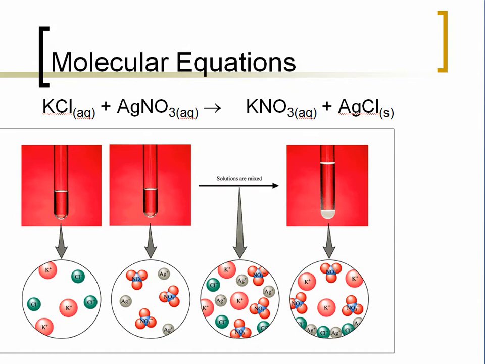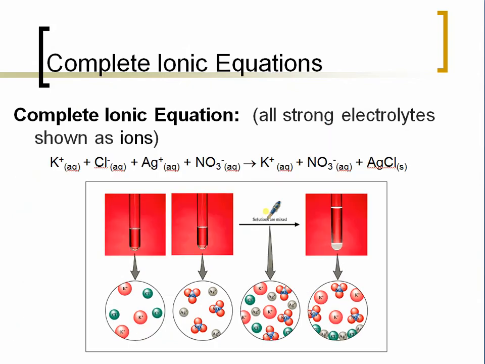This leads us to the next definition, and that's called net ionic equations. I'm sorry, not net, complete ionic equations. In a complete ionic equation, we write them basically as how they really are, and that is as ions. So if you notice here, in a complete ionic equation, all strong electrolytes are shown as ions. Just like they really are in the solutions, we write them all as ions. But the only difference is that for solids, we keep them together.